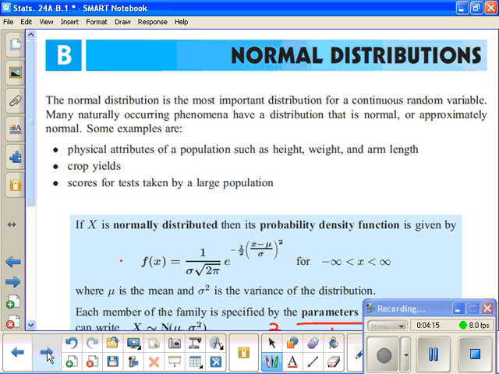Continuing, normal distributions. A normal distribution is like a bell curve. The mean, mu, is here. And then the standard deviation is plus or minus 1 each way, and so on: 2 standard deviations, 3 standard deviations, etc.